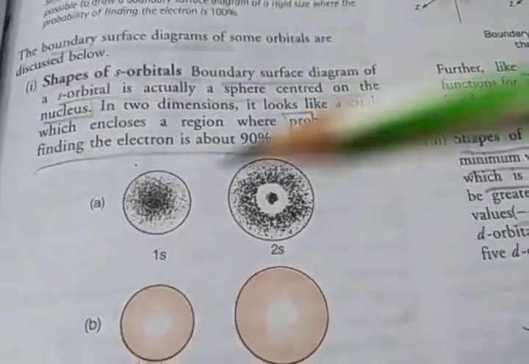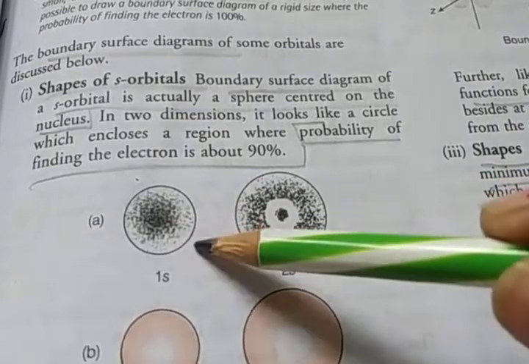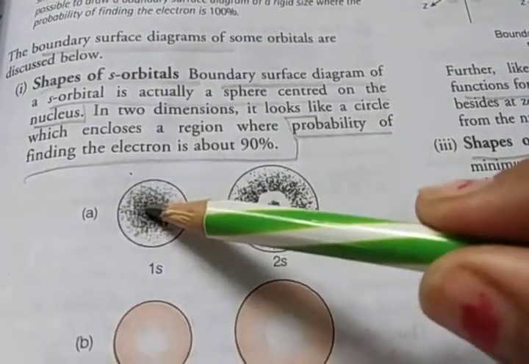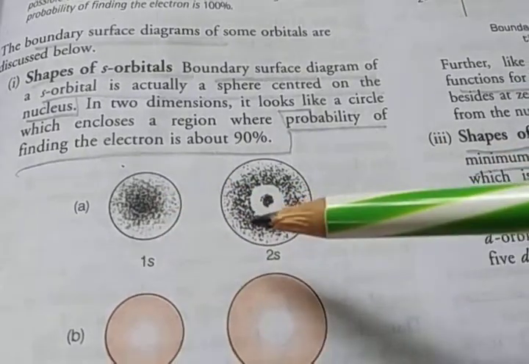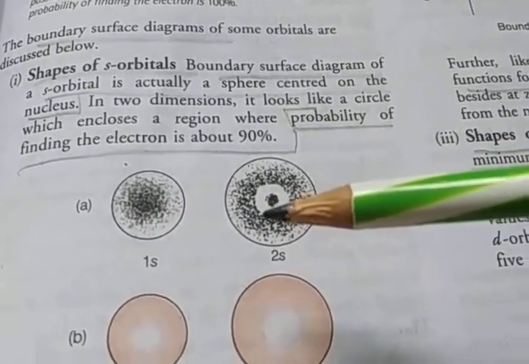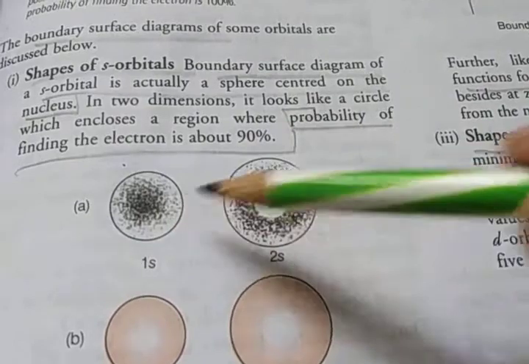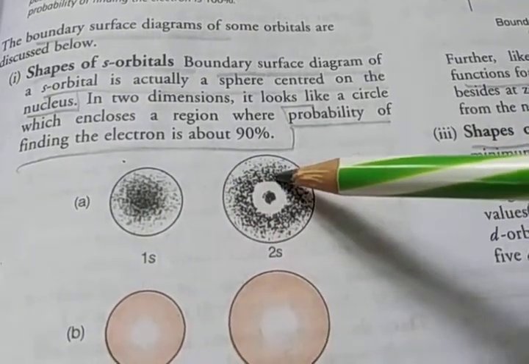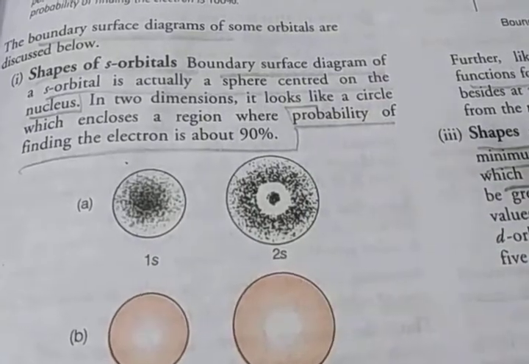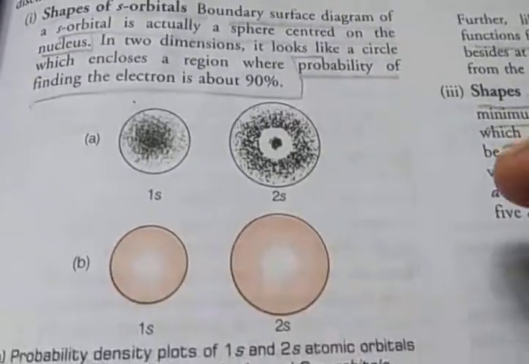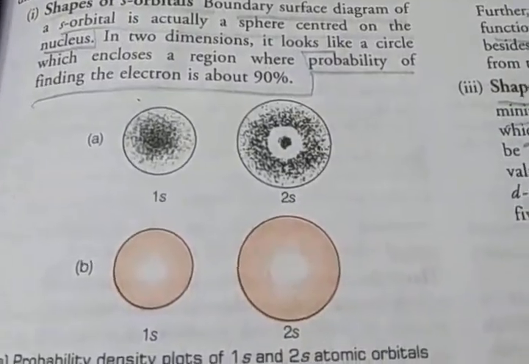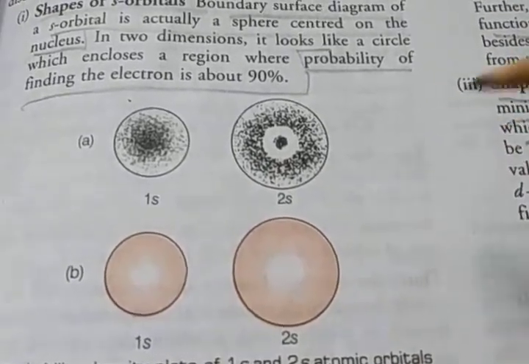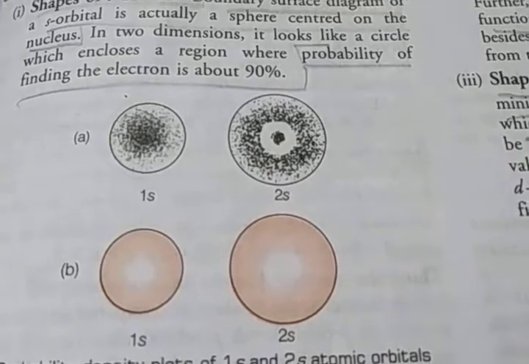The boundary surface diagram of the s orbital is actually a sphere centered on the nucleus. In two dimensions it looks like a circle, which includes the region where the probability of finding the electron is about 90%. So the shape of all s orbitals is spherical, and there is equal probability of finding the electron at a given distance in all directions.